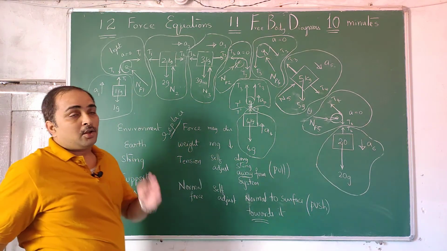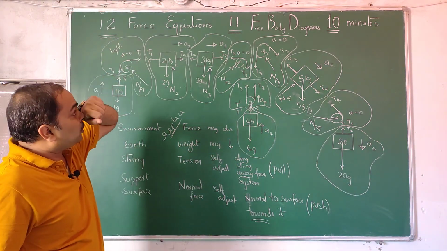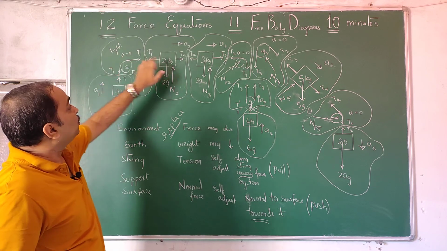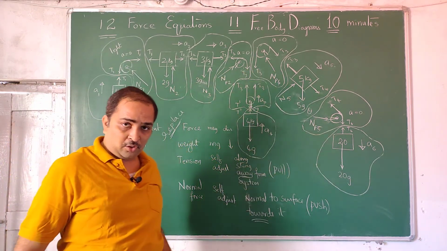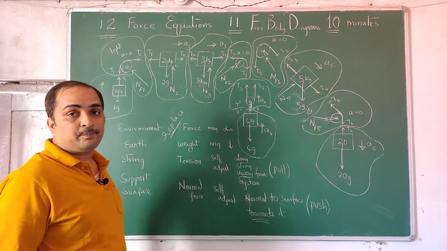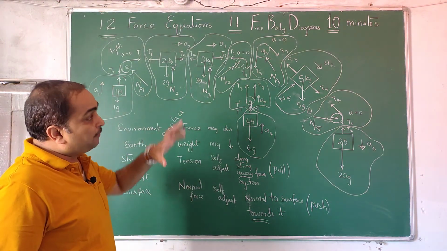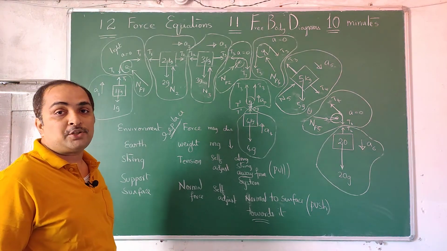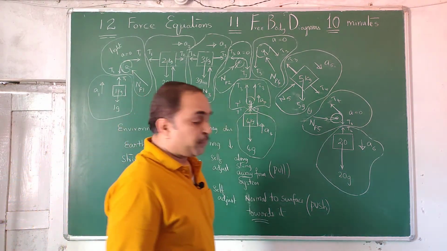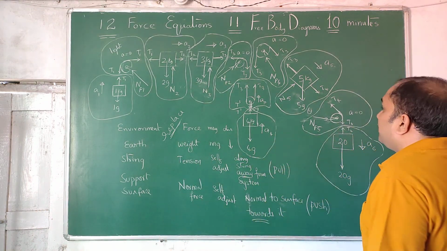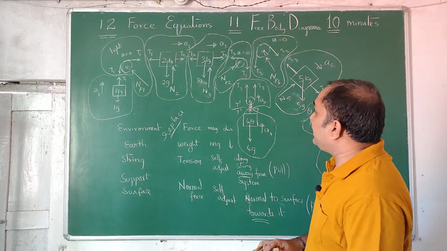That's all. So we want to write 12 force equations for 11 free body diagrams. 1, 2, 3, 4, 5, 6, 7, 8, 9, 10, 11. So 11 free body diagrams we have drawn. You have to take a snapshot, magnify it and check which is the free body diagram of each of them. I will draw separately again and I will show it to you. Take a snapshot.